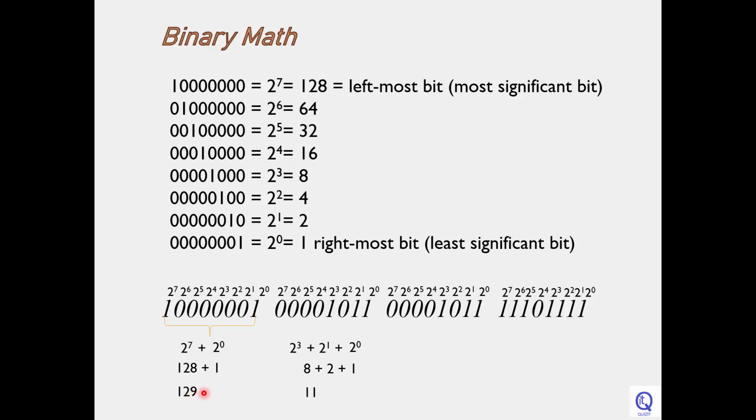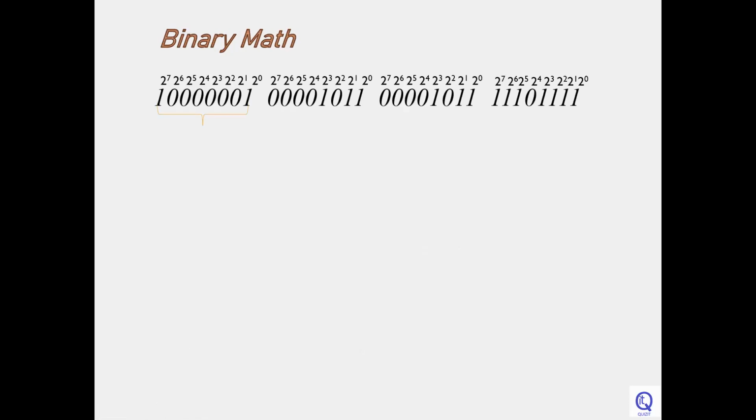Similarly, in the second octet, there are 3 bits set to 1: the 2 to the power 0 bit, the 2 to the power 1 bit and the 2 to the power 3 bit. Therefore, we add 8, 2 and 1, which means 11 is the final value. This is how we convert a binary value into its decimal form.